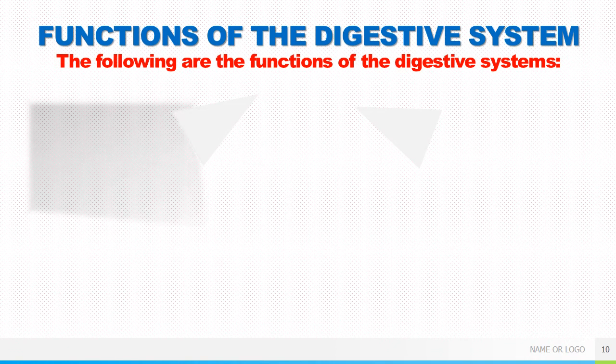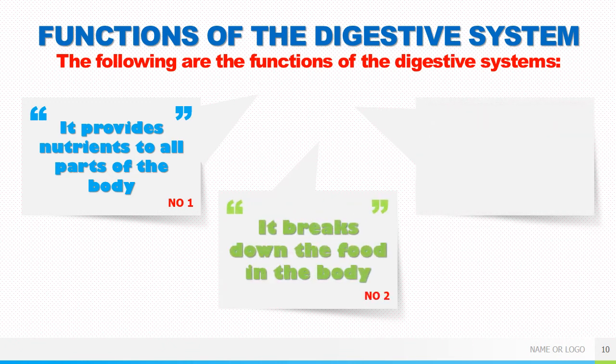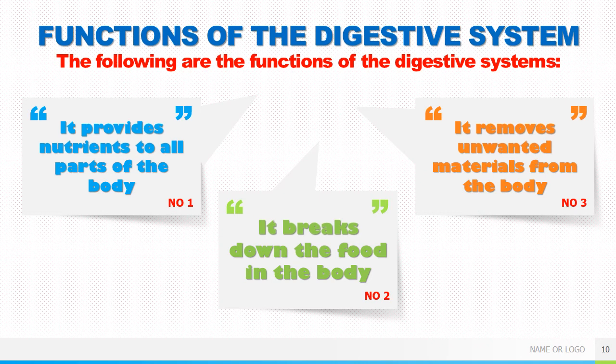Functions of the digestive system. The following are the functions of the digestive system. The first one, it provides nutrients to all parts of the body. You know, it has to do with food. The body cannot function well without what? Food. So it provides nutrients to all parts.